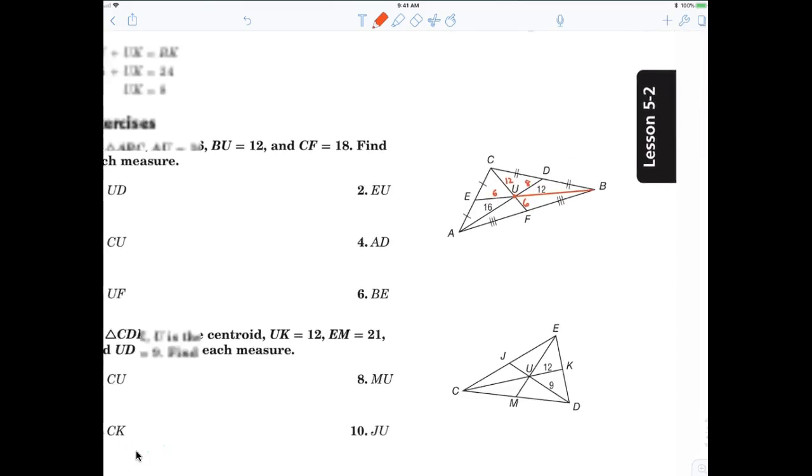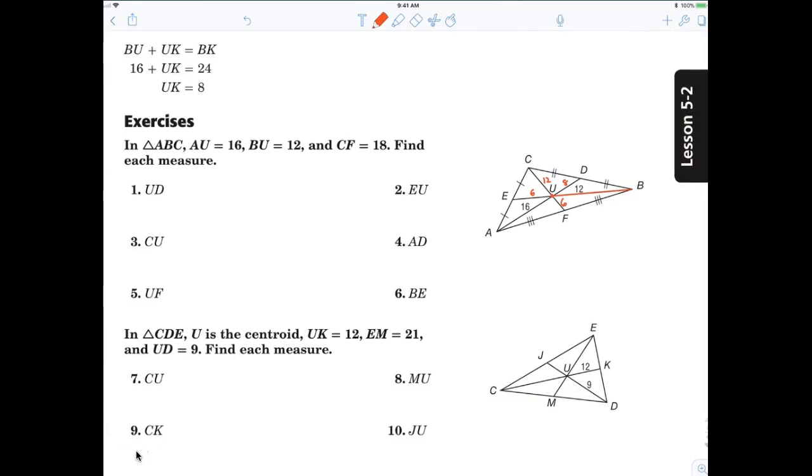All right? So now you can just answer those questions. UD is what? 8. Well, let's put them in just to make sure. EU would be what? CU would be 12. AD is 24. UF is 6. BE is 18. Does everybody agree with that? Nothing to it. Absolutely nothing to it. Just a rule. All right? So here we go.